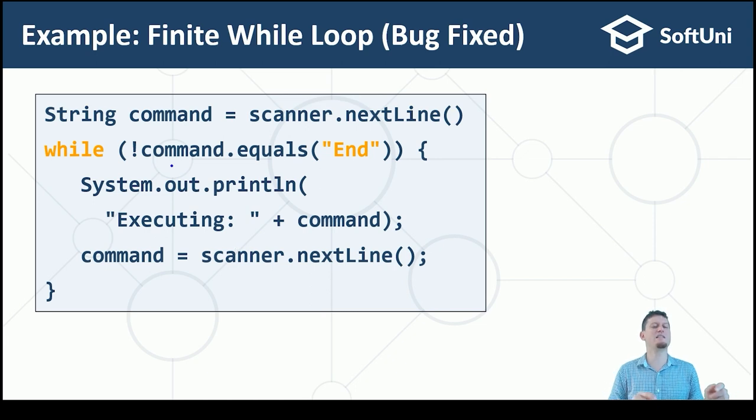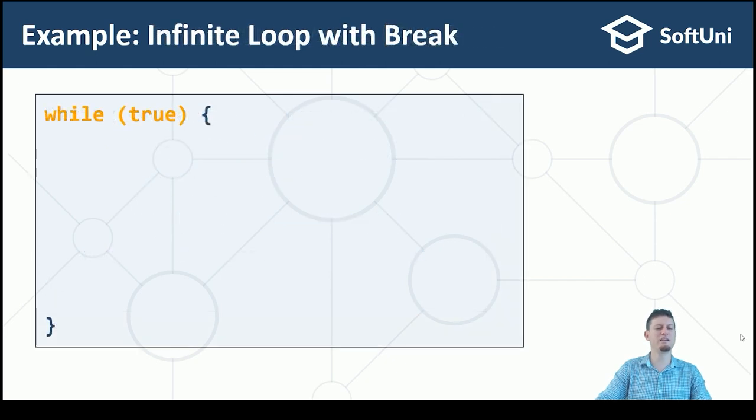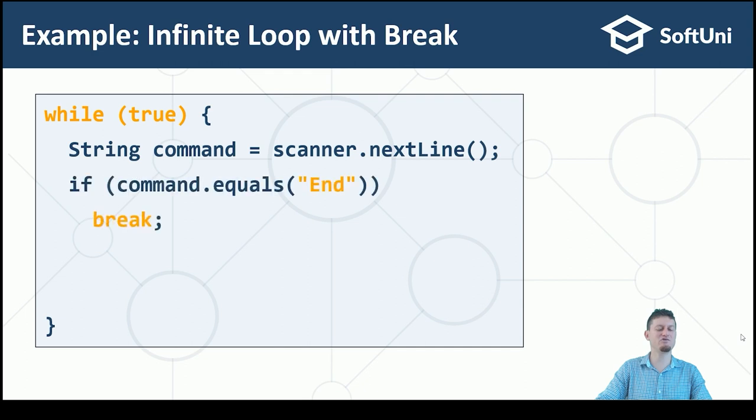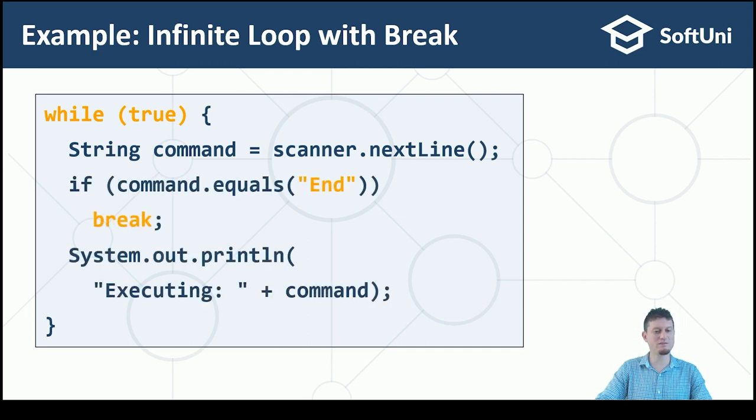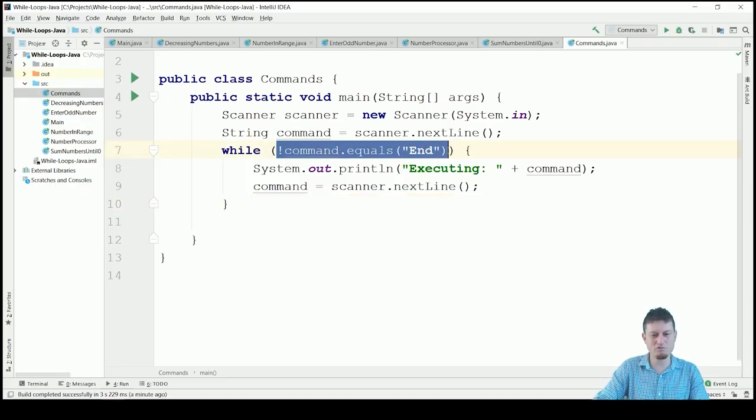So beware that you change in the loop body this exit condition, or just keep while true and add an exit condition like this. While true, I read the command, if it is end, break, otherwise I execute the command. This is more clear programming logic, and I prefer personally this one. While true, I read the command, if the command is end or stop, please break, exit from the loop. Otherwise, execute the command. It's very, very clear, and I'll show you.